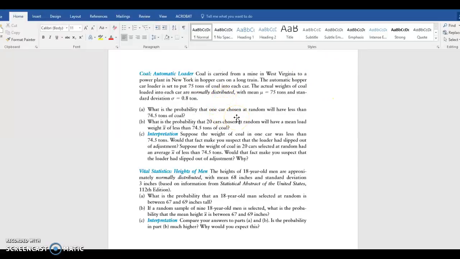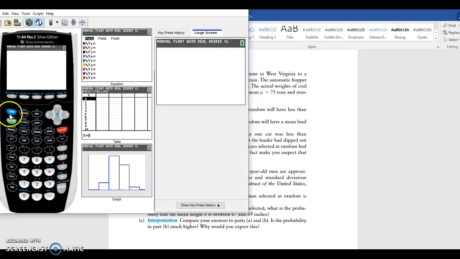Now it says, what is the probability that one car chosen at random will have less than 74.5 tons? So I'm going to do this on the calculator, to show you how easy this is to do. I'm going to go to second, distributions, and choose the normal CDF. Since this is a normal distribution curve, it goes from negative infinity all the way up to positive infinity. But we're interested in the part from negative infinity to 74.5 tons, the left side of the curve.